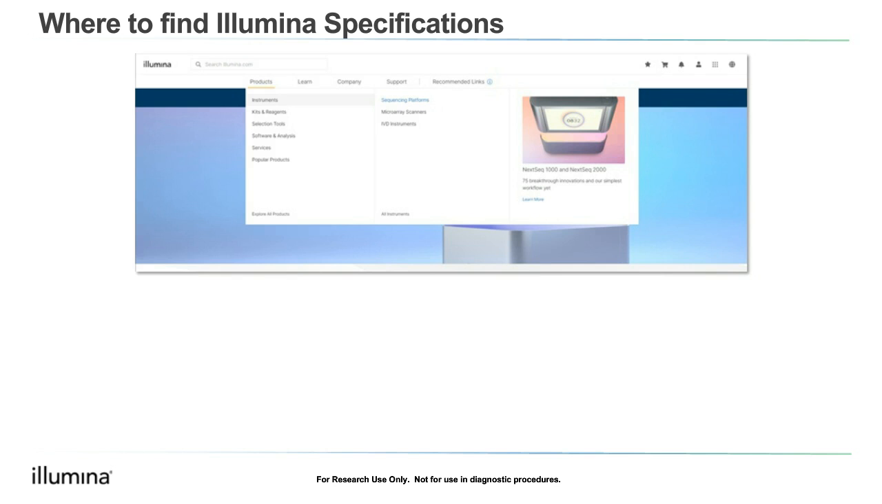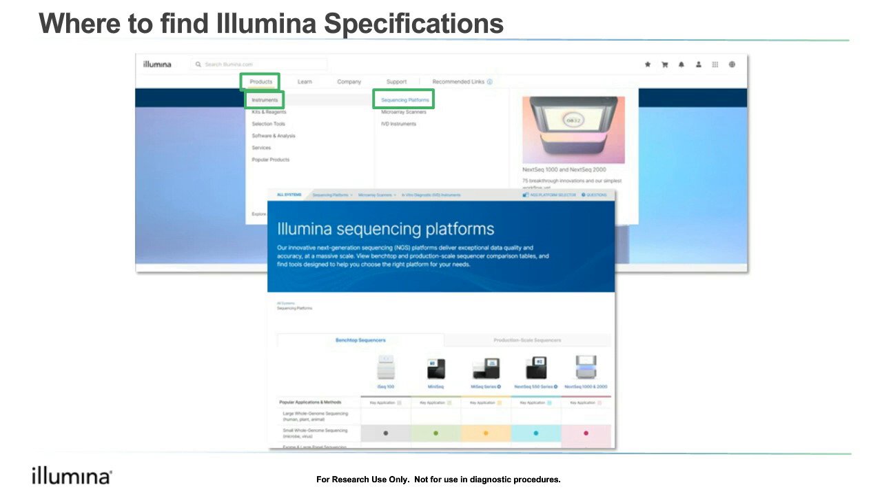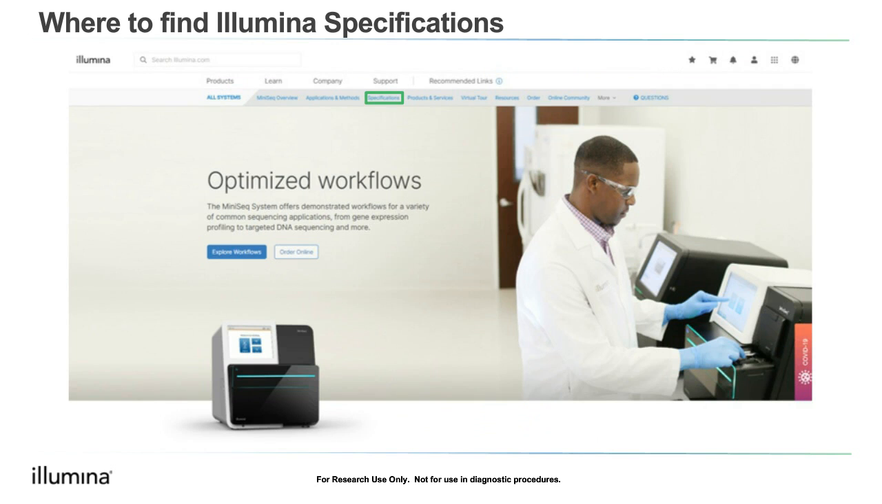The specifications for a specific run can be found on the Illumina website. Go to Products, Instruments, Sequencing Platforms, and you will see all the sequencing platforms, including the benchtop sequencers, iSeq 100, MiniSeq, MiSeq, and NextSeq, as well as the production scale sequencers, HiSeq and NovaSeq. Select your instrument. Here, MiniSeq is selected. You'll then be taken to the MiniSeq system page, where you can select the specifications from the secondary menu to be brought to the specs page itself.